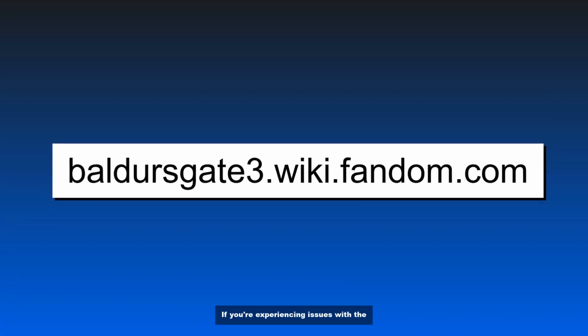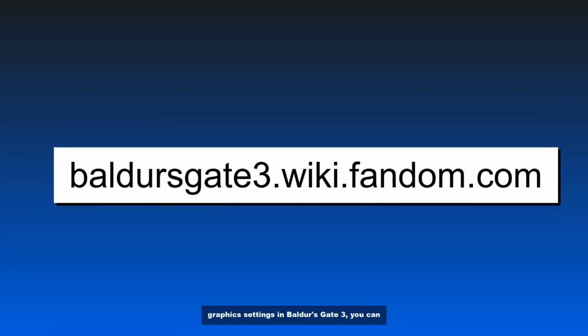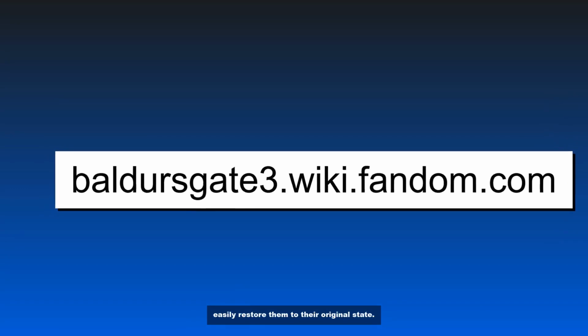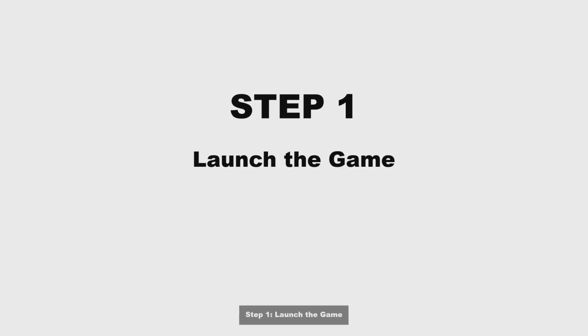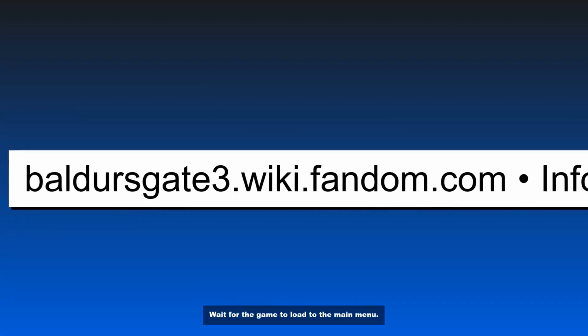If you're experiencing issues with the graphics settings in Baldur's Gate 3, you can easily restore them to their original state. Follow these steps to recover your graphics settings. Step 1. Launch the game. Open Baldur's Gate 3 from your game library. Wait for the game to load to the main menu.